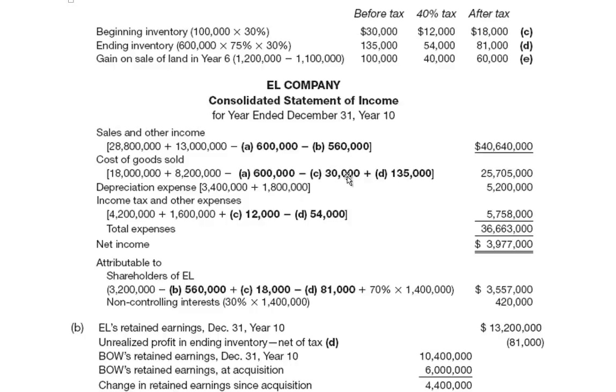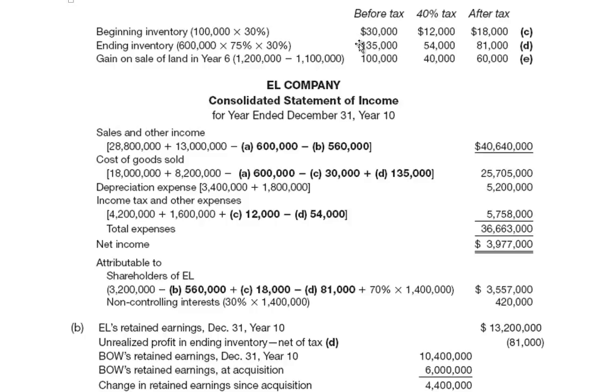Now we also have to look at the fact that we had an ending inventory. We also had profits. So how is that going to affect cost of goods sold? Well, we said that we can't recognize that pre-tax or after-tax profit into consolidated income because that profit can't be booked until year 11, when the sub who received the goods sells it to a third party. So we have to eliminate that intercompany profit from our consolidated income statement.